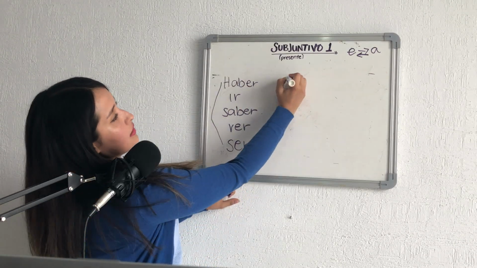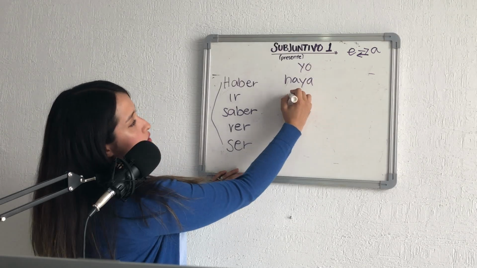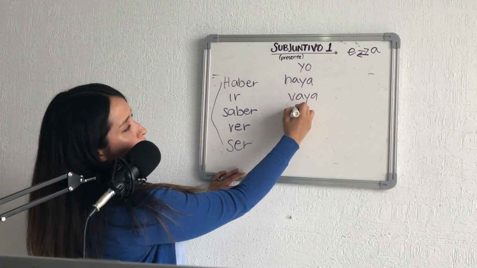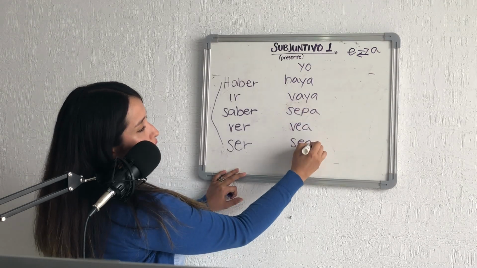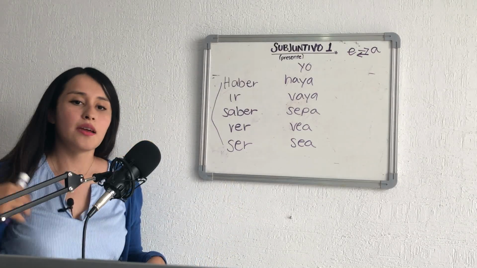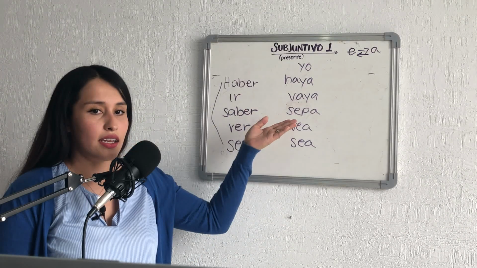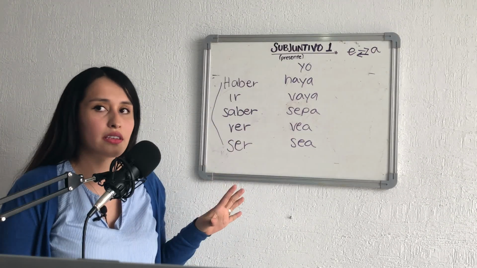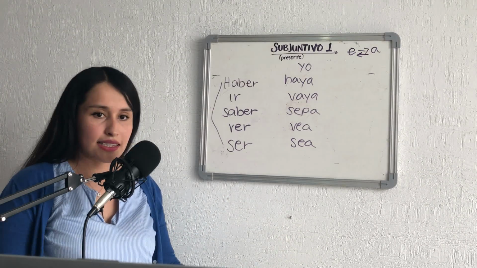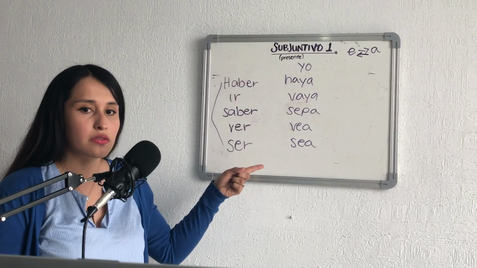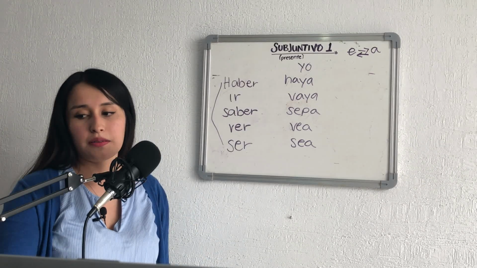Haber is haya. For yo, we'll do it for yo. Ir is vaya, saber, sepa, ver, vea, ser, sea. Okay, so if you notice, there isn't really a pattern other than it ends with a letter A, so you just need to learn this, okay? So yo haya, tú hayas, él haya, nosotros hayamos, vosotros hayáis, and so on, okay? So you might want to write those down, add them to your list, and just learn them by heart.